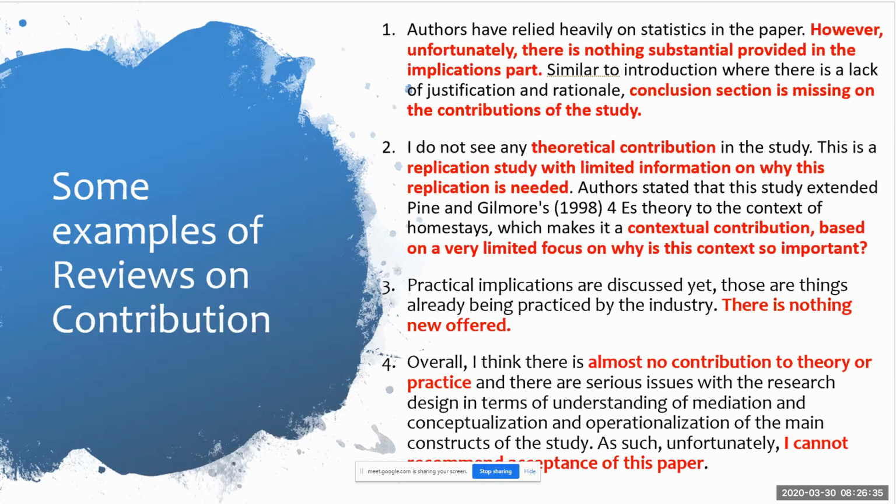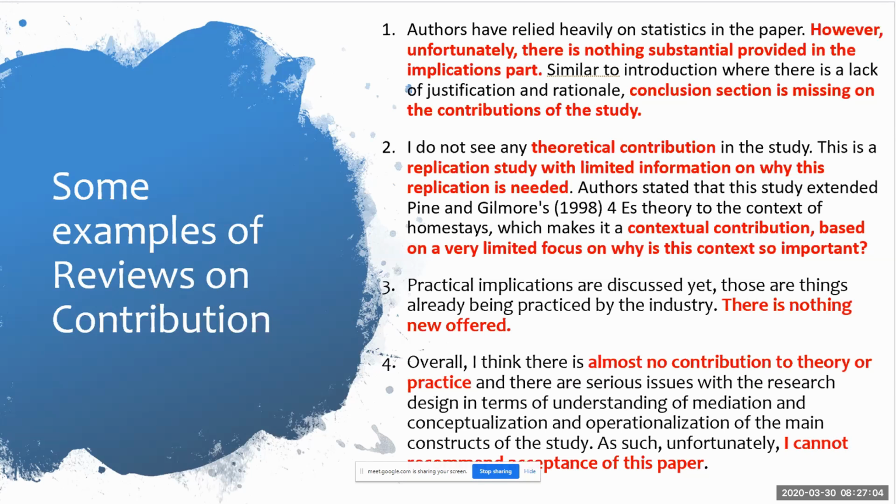And then sometimes people are focusing much on practical implications, which I said is completely fine. However, you need more justification or arguments on why you are doing it. Point number two is: I do not see any theoretical contribution in the study. This is a replication study with limited information on why this replication is needed. Authors stated that this study extended Pine and Gilmore's 4Es theory to the context of homestays, which makes it a contextual contribution, but with very limited focus on why this context is so important.